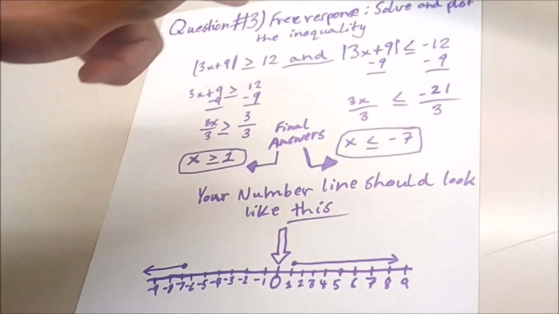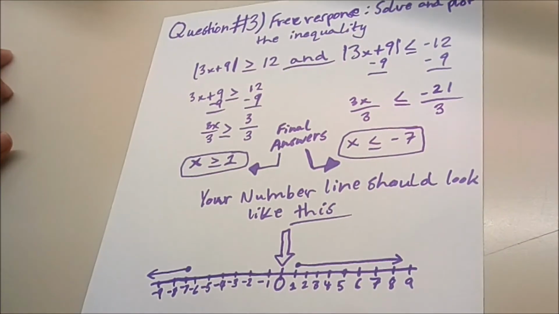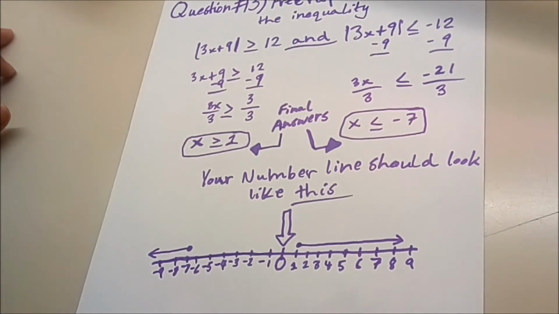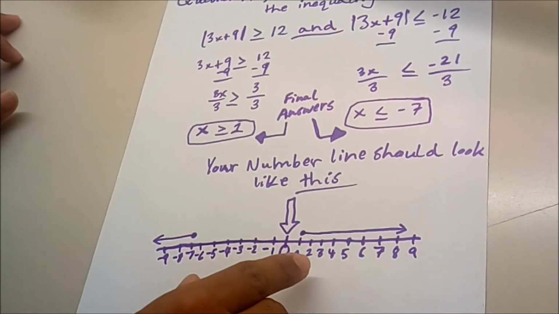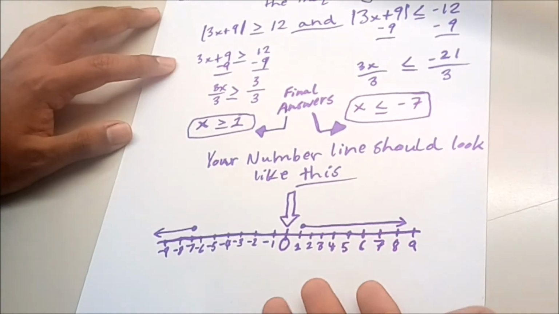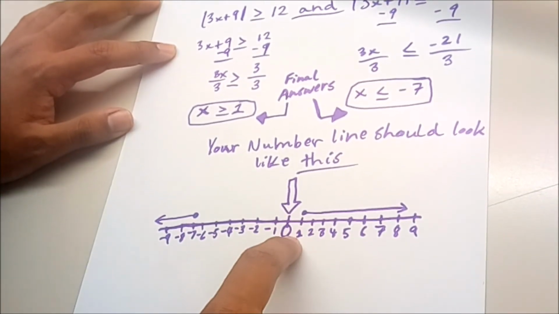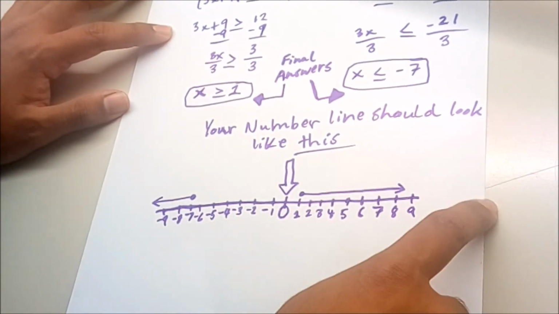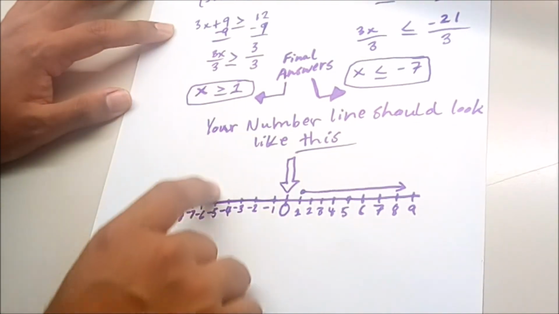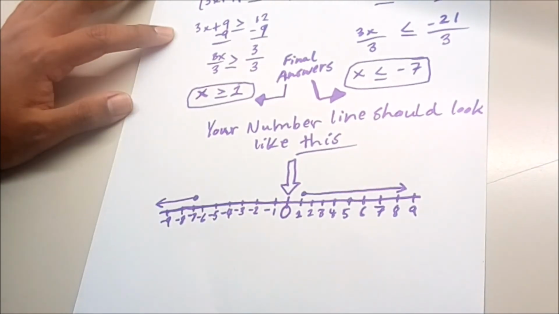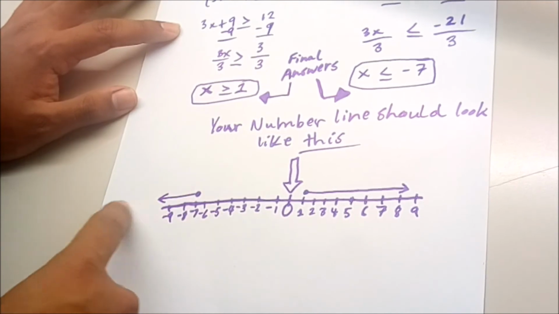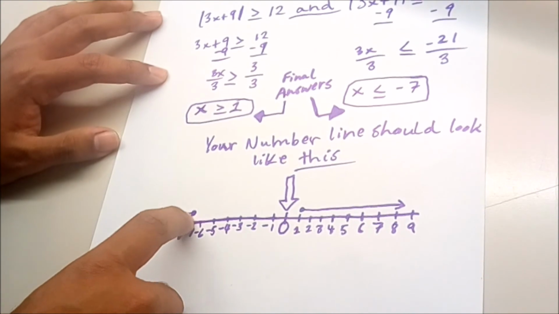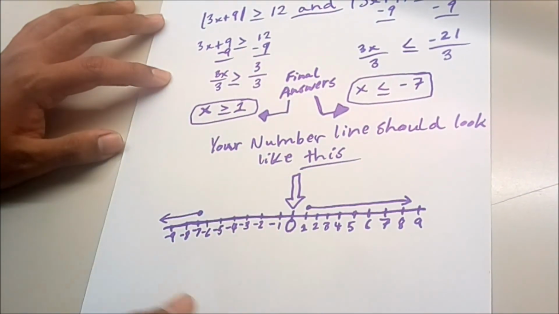But it also says, as you can see, plot the inequality. So you would put that on the number line, and your number line should end up looking like this. Because x is greater than or equal to 1, it's a closed circle and it's going up, and then x is less than or equal to negative 7, so it's going down the number line, the more negative direction, and it's also closed because it is equal to. So that's it.